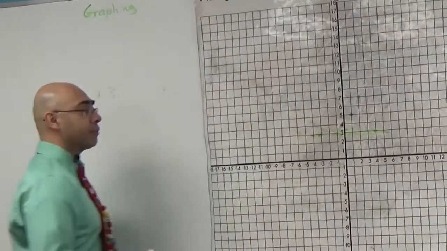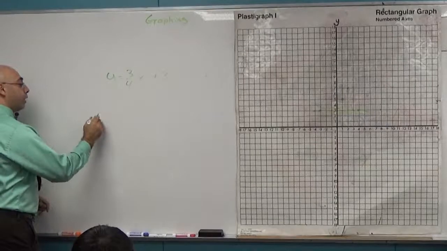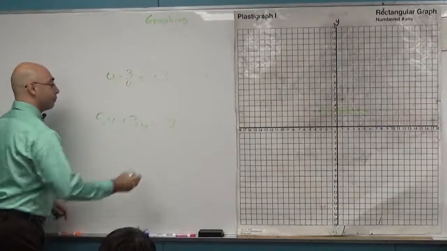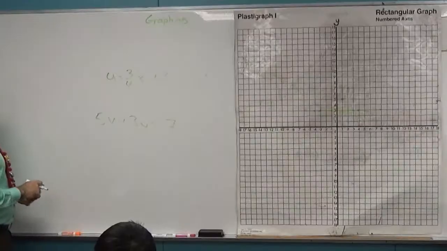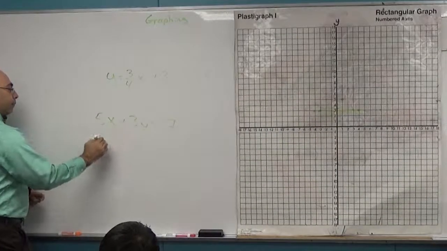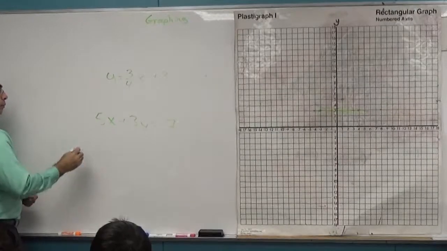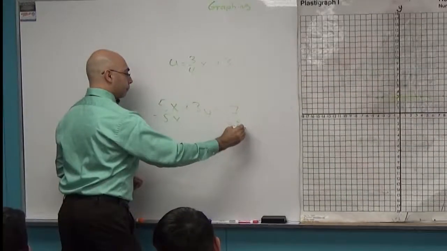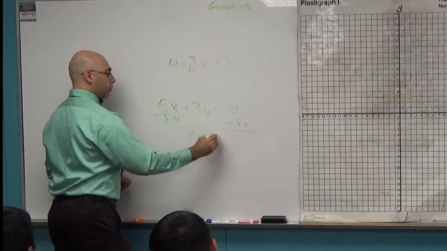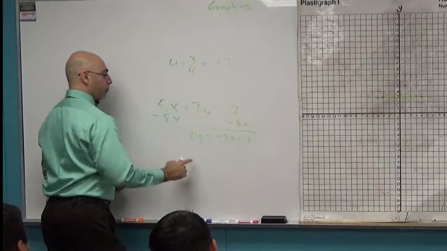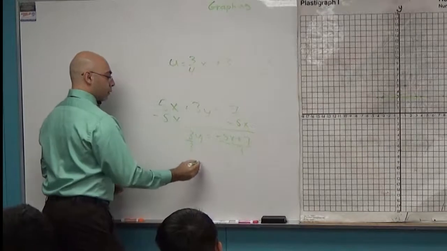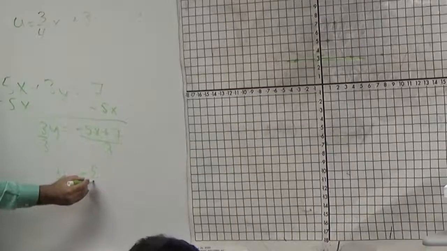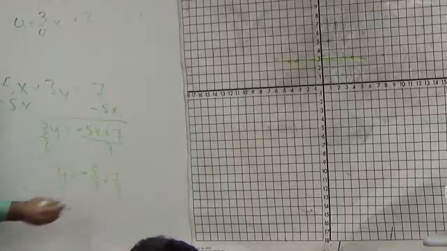It's going straight across. So if they give you a problem like this, 5x plus 3y equals 7, your job is to make this look something like this, where it says y equals. How do I make this say y equals? We want to get the y by itself, don't we? So how do I get this by itself? Take away the 5x. So you get 3y equals negative 5x plus 7. Then you divide everything by 3. So y equals negative 5 over 3 x plus 7 over 3.